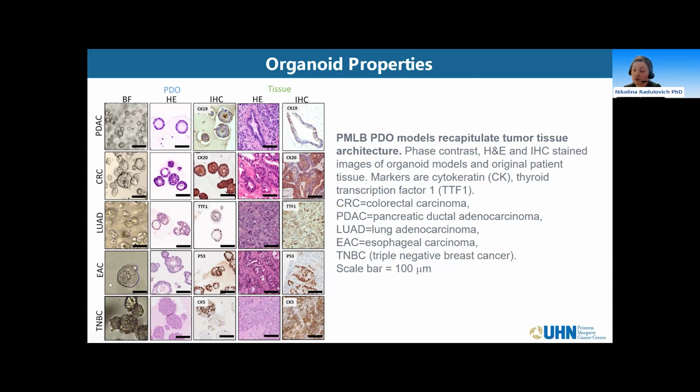Some other examples are, for instance, esophageal adenocarcinoma. You can see the positivity for p53, both in the tissue and in the organoid.